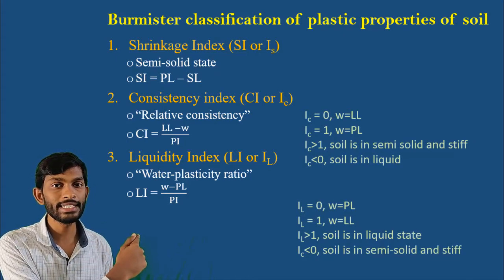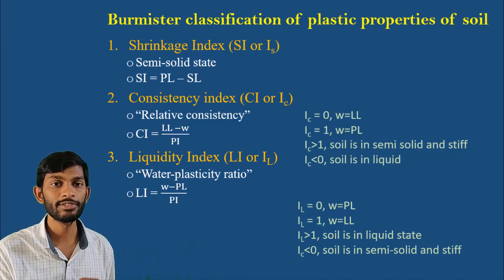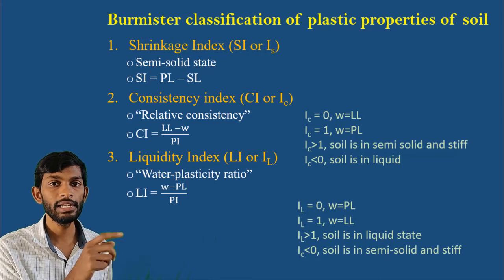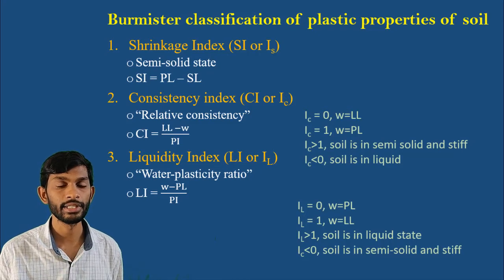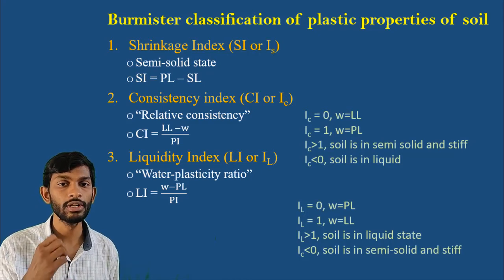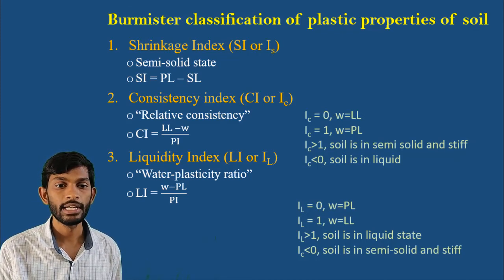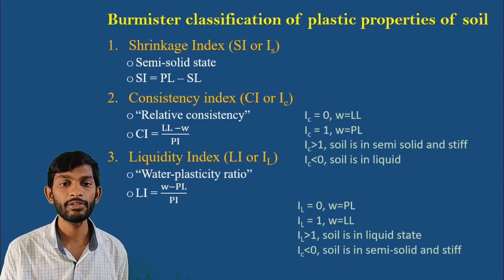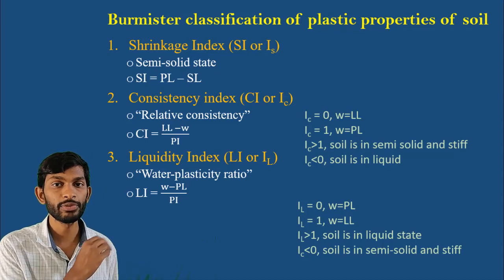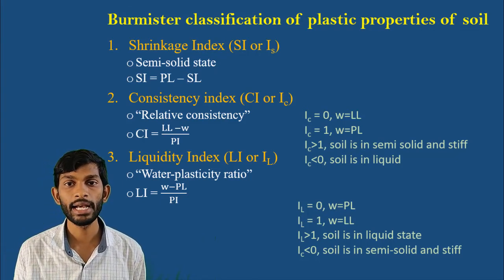Now you observe the consistency index limits and the liquidity index limits. When IC is equal to 0 in consistency index, W equals LL. Whereas in liquidity index, the property is suddenly changed. That means the soil is converting from liquid state to plastic state. So when IL equals 1, the water content behaves like a liquid limit state. Whereas in the consistency index, when IC equals 1, water content equals plastic limit, or the water is in the plastic limit state.